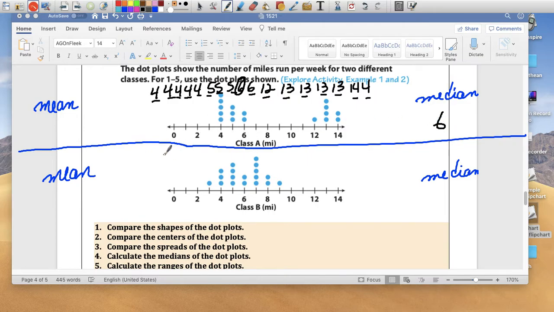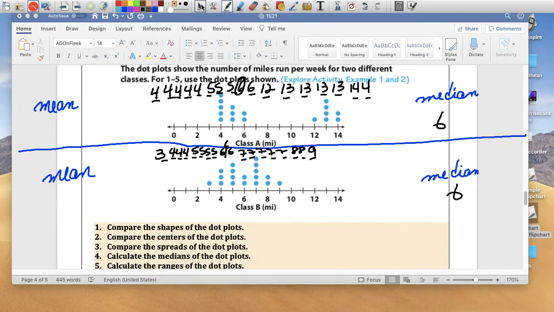For the bottom one, we have somebody running 3 miles, 4 miles, 3 people, 5 miles, 4, 6 miles, 2, 7 miles, 5, 8 miles, 2, and 1 mile. One person runs 9 miles. And let's find the median. 1, 2, 3, 4, 5, 6, 2, 3, 4, 5, 6, 1, 2, 1, 2. And again, the number in the middle here would be 6. So the median is the same for both of them.